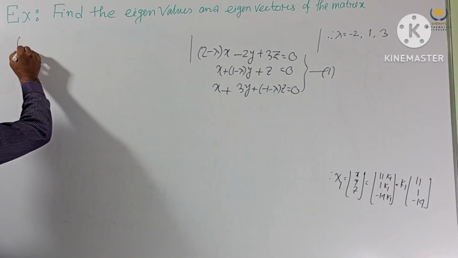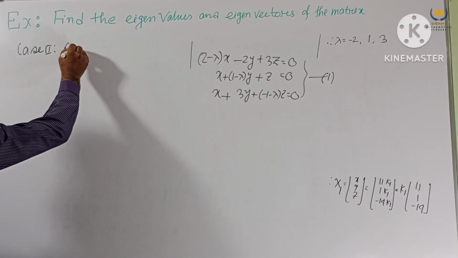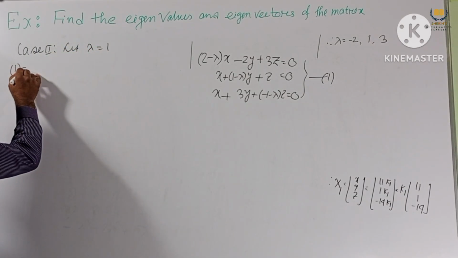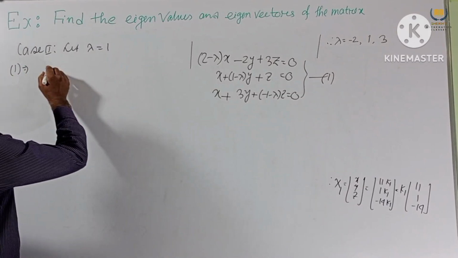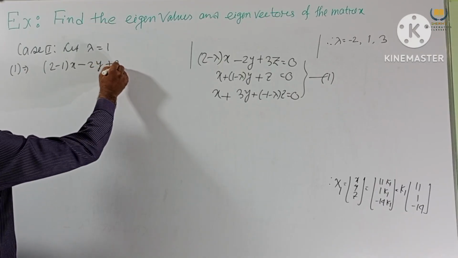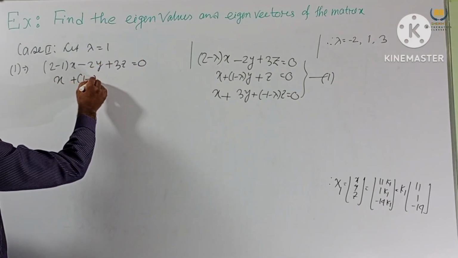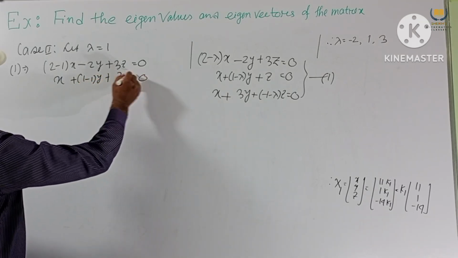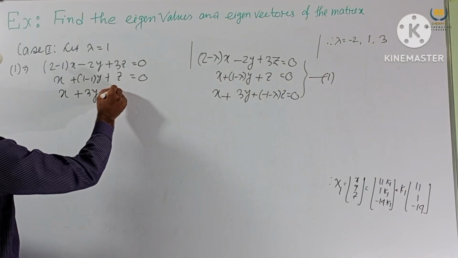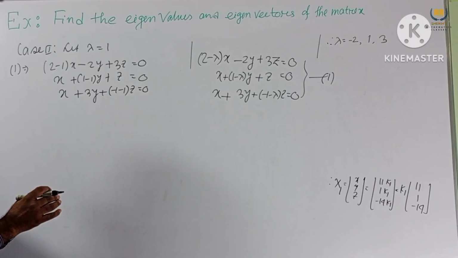Now case 2. In case 2, let lambda equal to 1. So putting 1 in equation number 1, then (2 minus 1)x minus 2y plus 3z equal to 0, x plus (1 minus 1)y plus z equal to 0, x plus 3y plus (minus 1 minus 1)z equal to 0. That means putting lambda equal to 1.